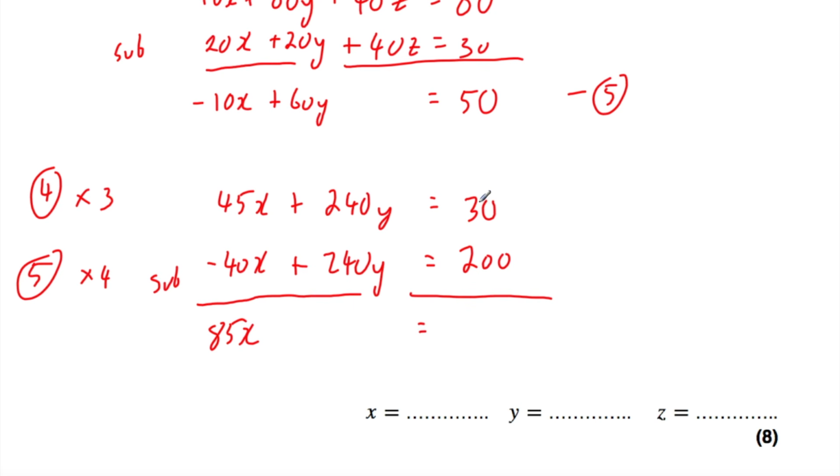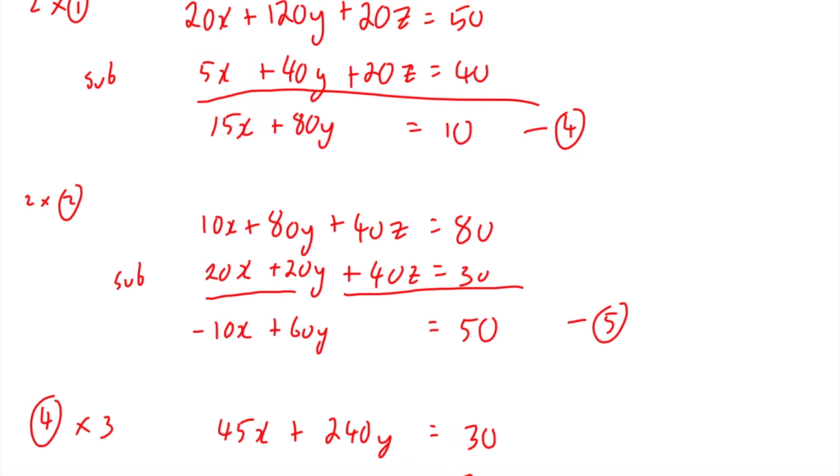And that would be equal to, and then we've got 30 subtract 200, that's going to be equal to minus 170. Then if we divide both sides by 85, we're going to get that x is equal to, well, minus 170 divided by 85 will be minus 2, because if you double 85, you get 170. So because it's minus 170, it's going to be minus 2. So that means that x is equal to minus 2.